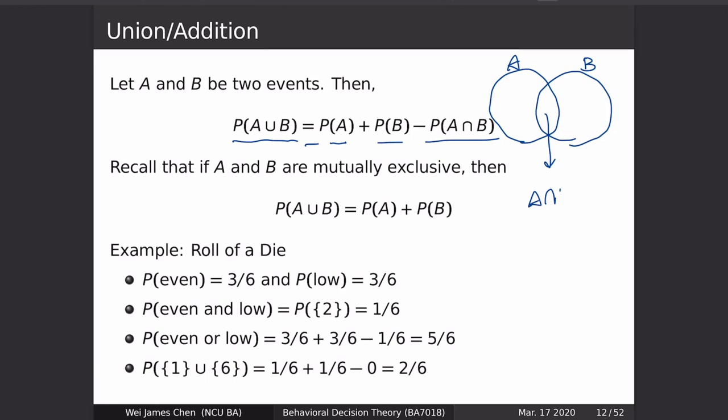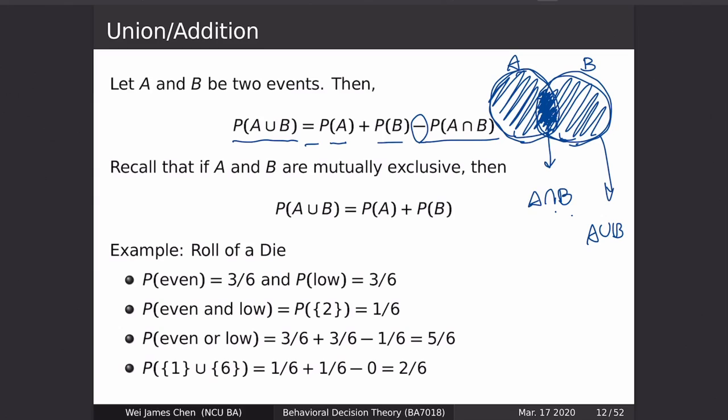And this whole thing is A union B. So the total is the probability of A plus the probability of B, but you double count the A intersection B part, so you subtract that part. So you get this formula.